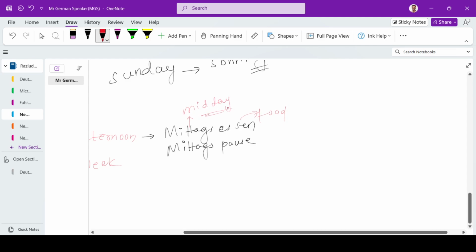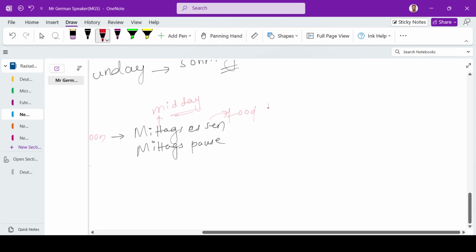It's like lunchtime. Don't literally translate it as midday meals or midday food. It's like lunchtime, or the food which you eat at lunchtime is called, basically, Mittagsessen. Okay. And then we have Pause.